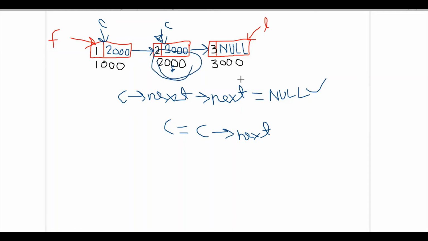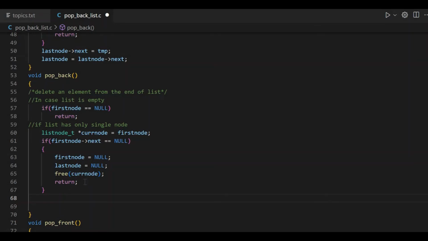Okay, now we will put last node equals current node, means the last node will be pointing here, and we will advance the current node. Current node will point here, and the current node has the address of 3000, and we will free this block of memory, and now last node will point here. Okay, let me show you.